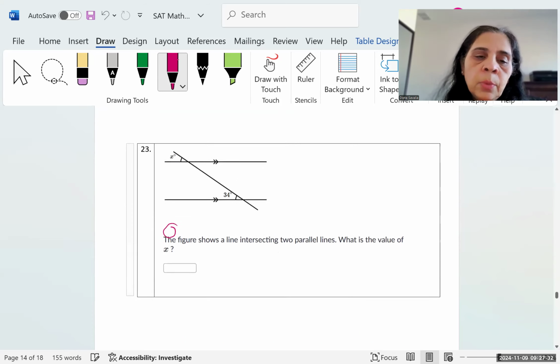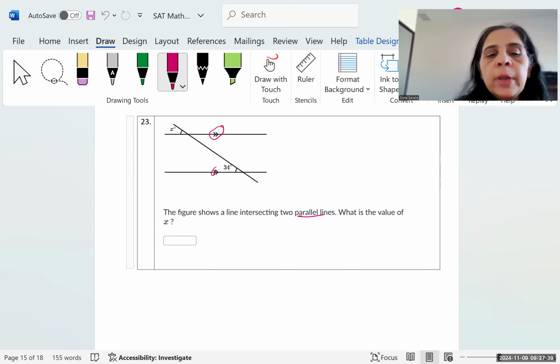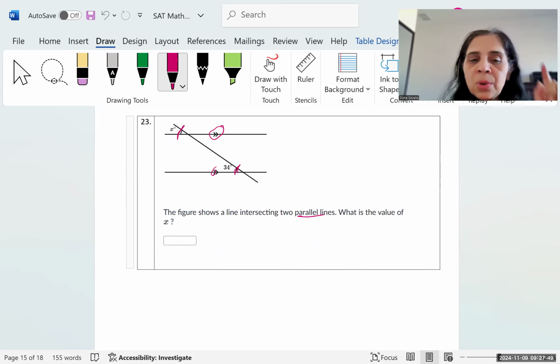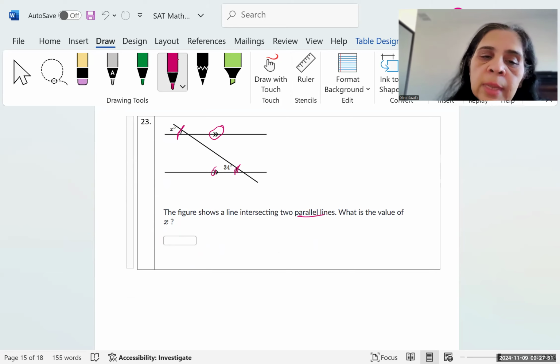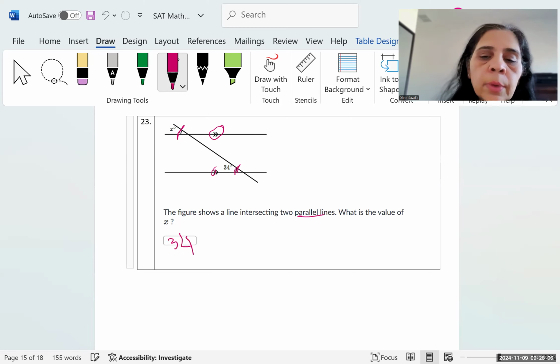All right, number 23. We have two parallel lines. I don't even need to read that they are parallel, it's symbolized. We can see that's 34 and that's x we are looking for. Both angles are acute angles, as we talked about in the beginning. They are corresponding, one interior, one exterior. So those are corresponding acute angles, so they must be congruent. So it's 34.